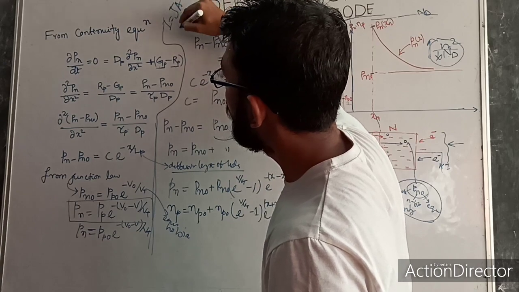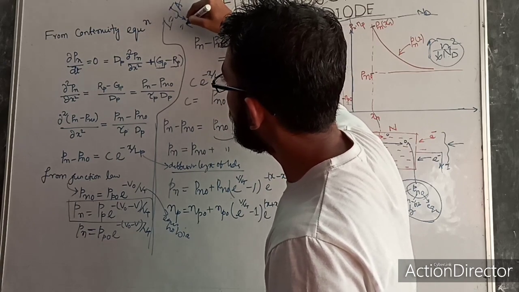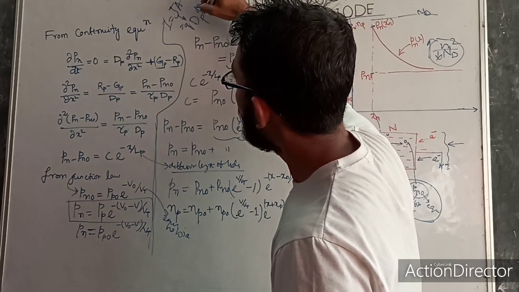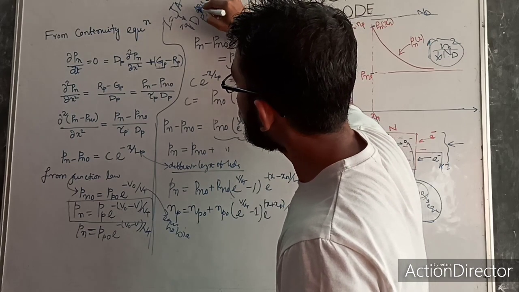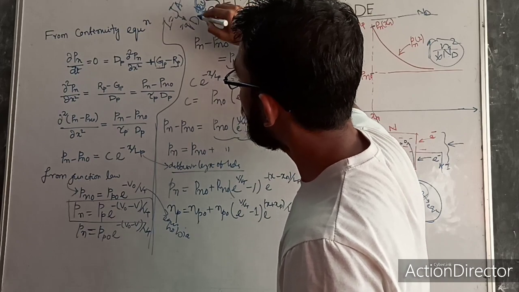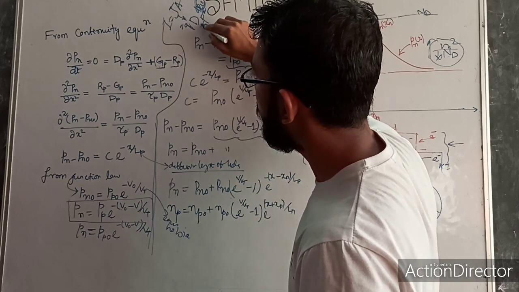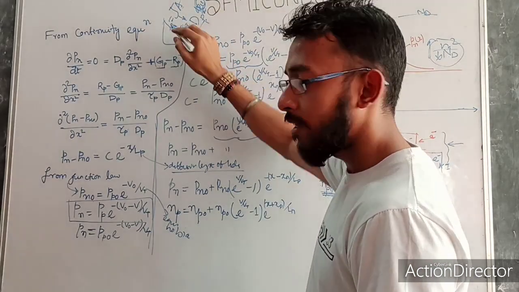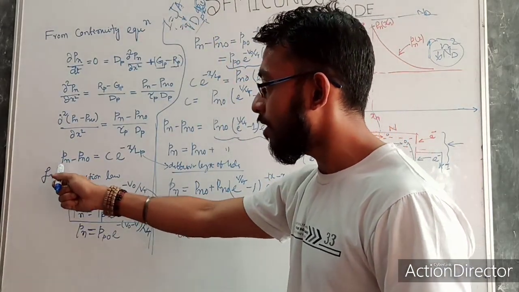Current is equal to J into A. So what is J? J is nothing but q times dp upon dx. That's why I am finding this p of x. Then only I can take the derivative and multiply q into dp. I can find J, and from J, multiplying with area, I can find I. That's why I am finding this pn.